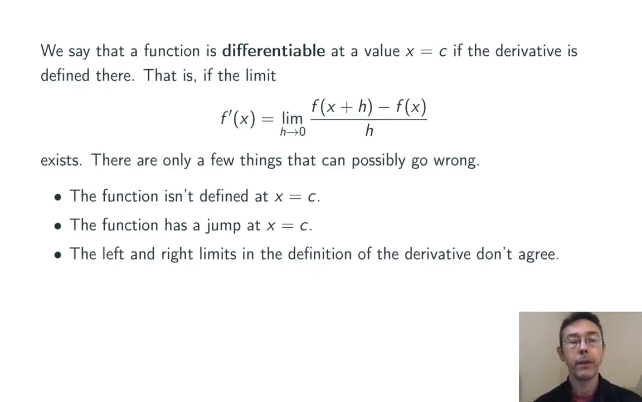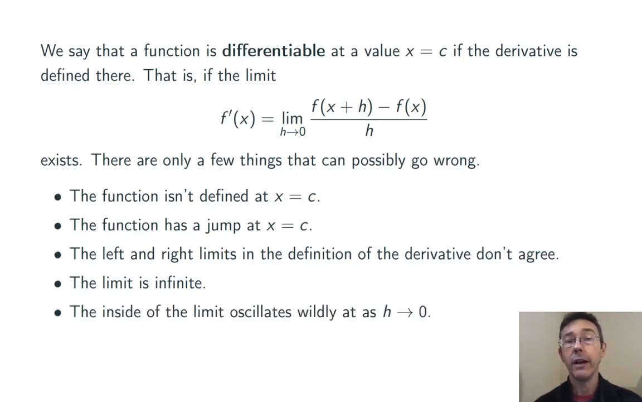Closely related, the left and right limits of this expression, f of x plus h minus f of x over h, could be different. They could both exist, but they could be different. Fourth, this limit could be infinite, so the expression for f prime of x would have a vertical asymptote. And finally, as h goes to 0, that expression could just oscillate back and forth without ever really settling down.